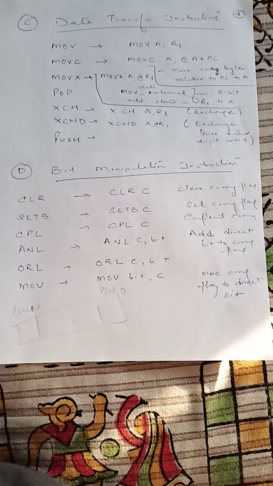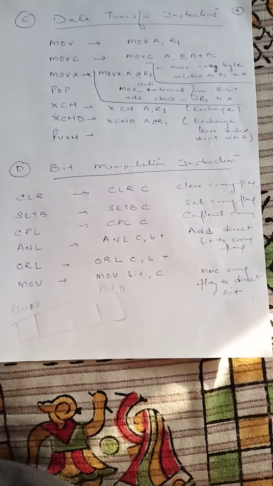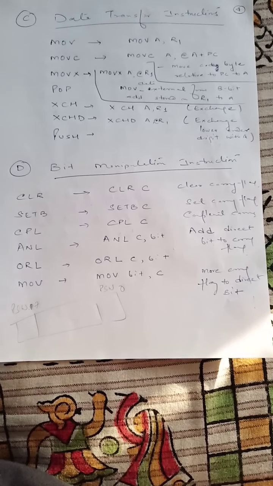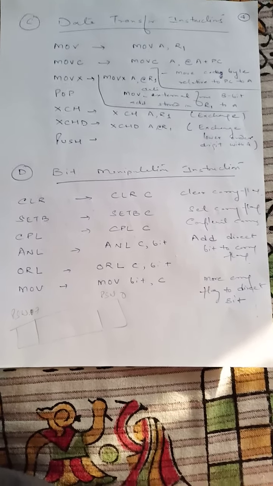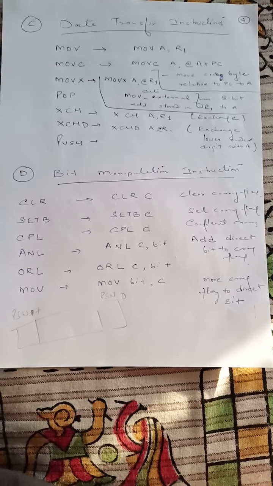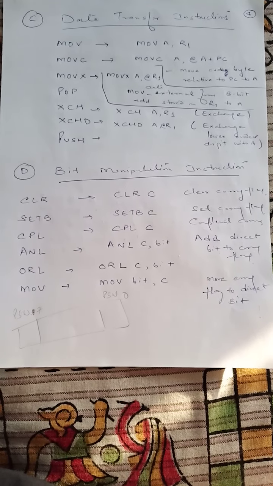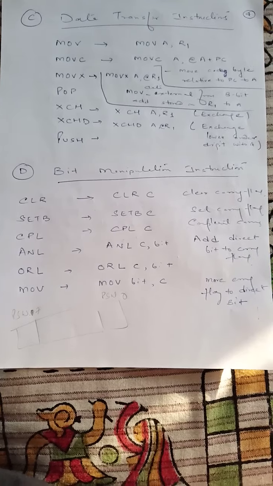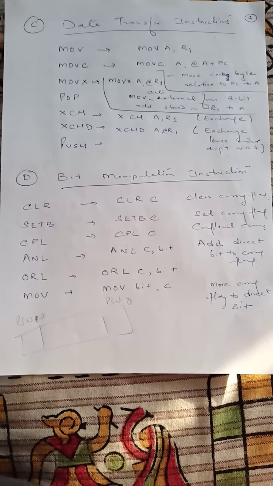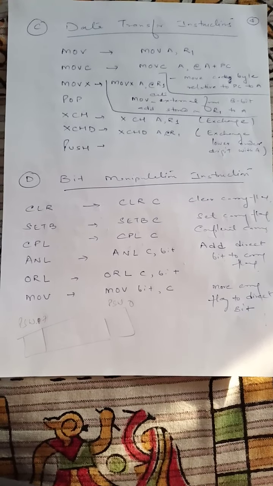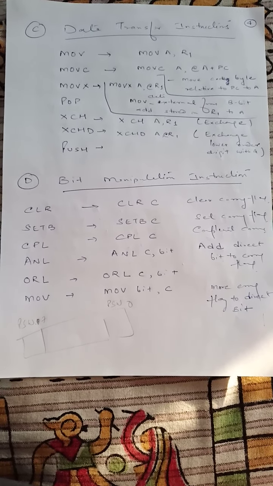SETB C. We want to set the carry flag equal to 1. CPL C. We want to complement the value of C. And ANL, that is, we want to use an AND gate for a specific bit. That is, carry needs to be ANDed with a specific bit. This specific bit can be of any register. Similarly, ORL. We want to use the OR gate for a specific bit and the carry.